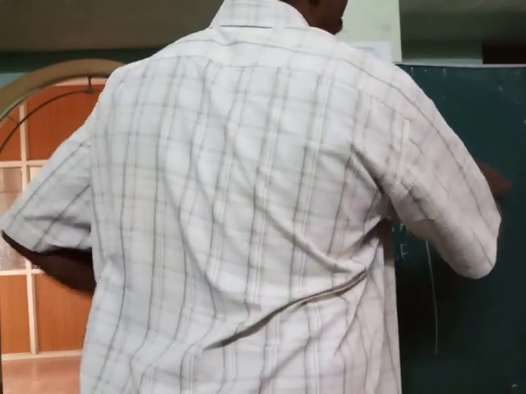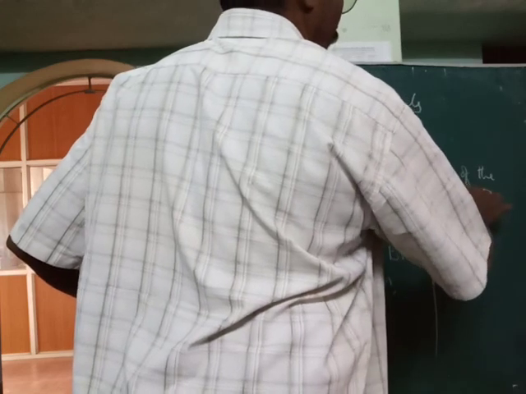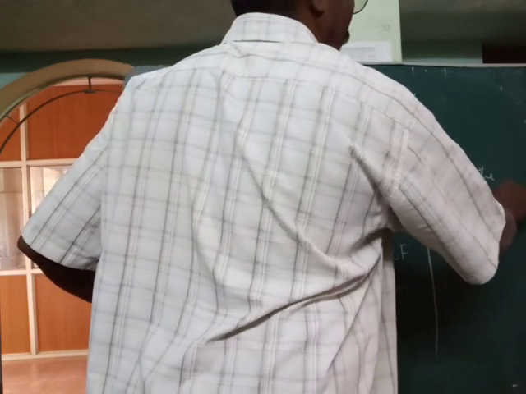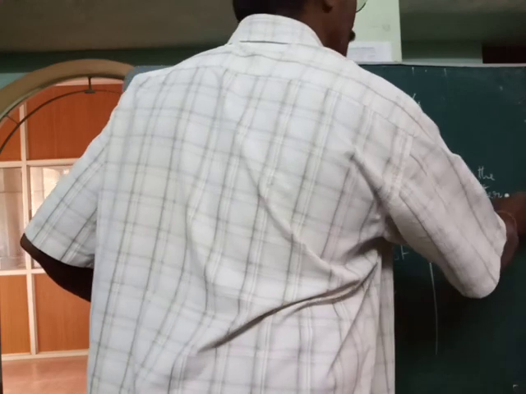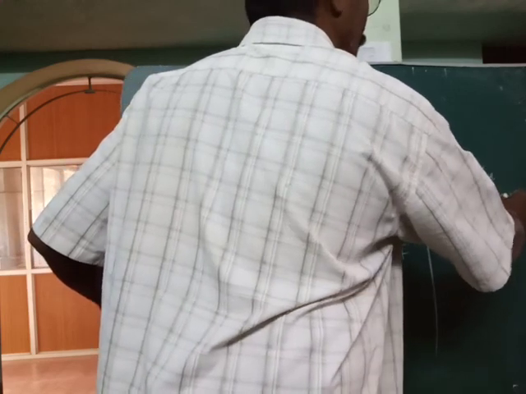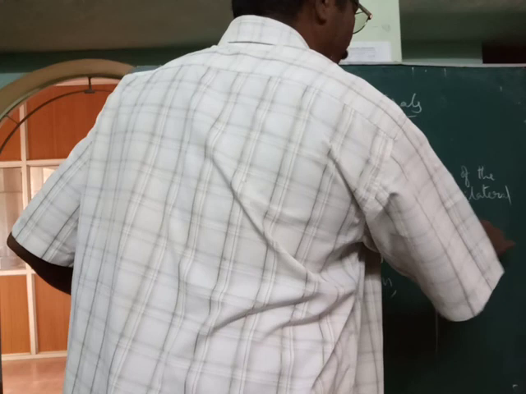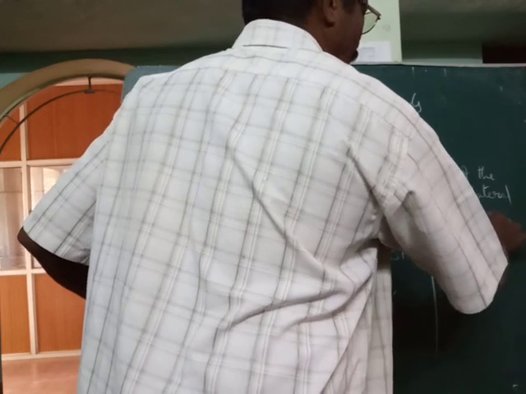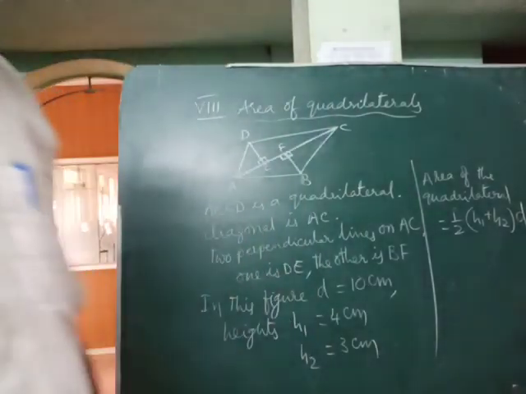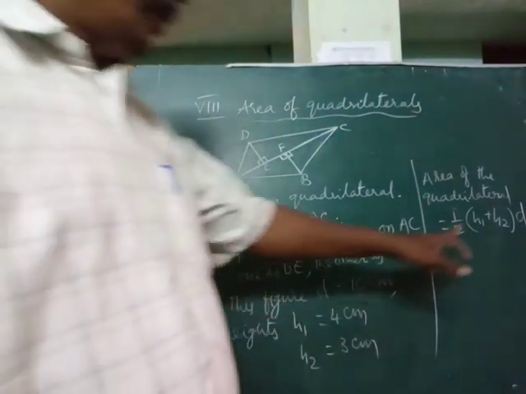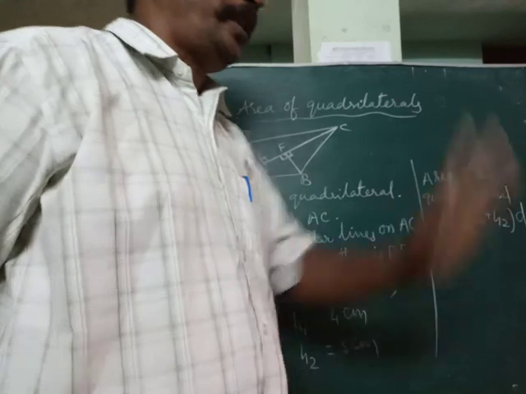Now area of the quadrilateral equal to half into H1 plus H2 into D. This is the formula. Half into H1 plus H2 into D.